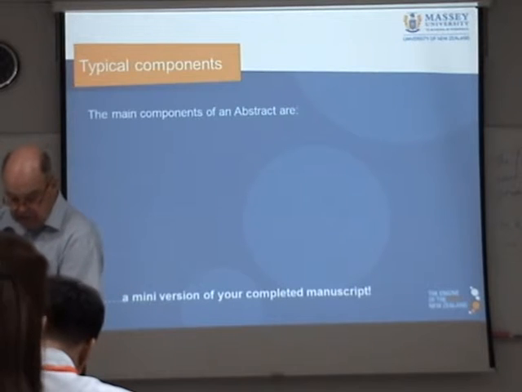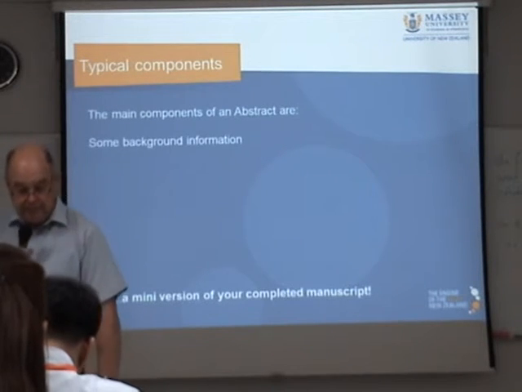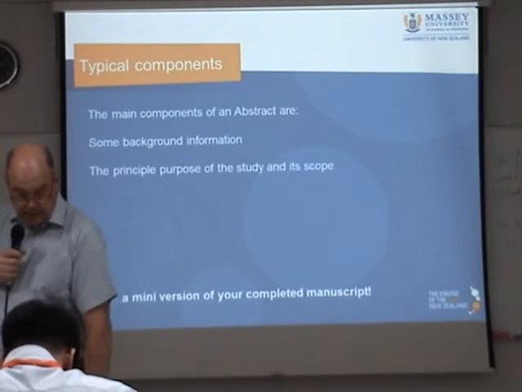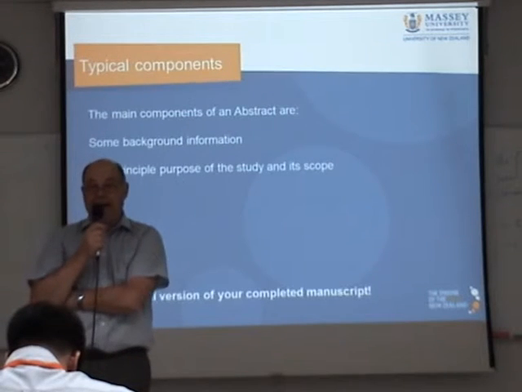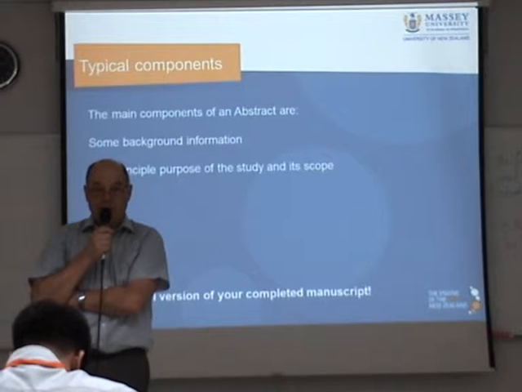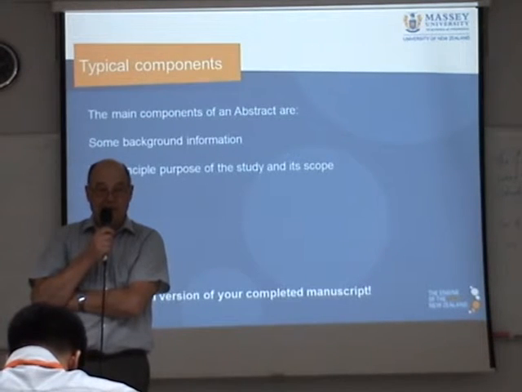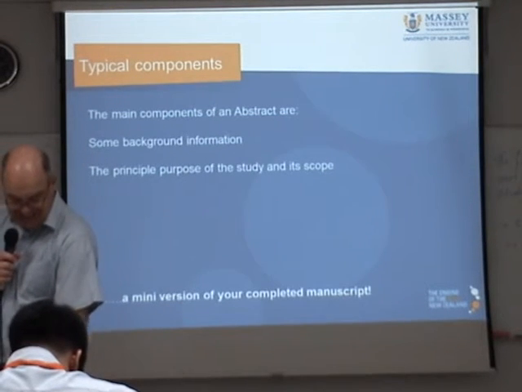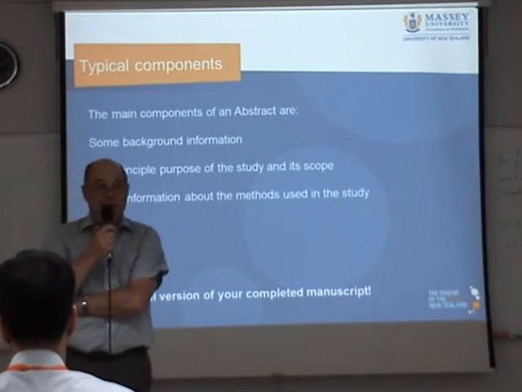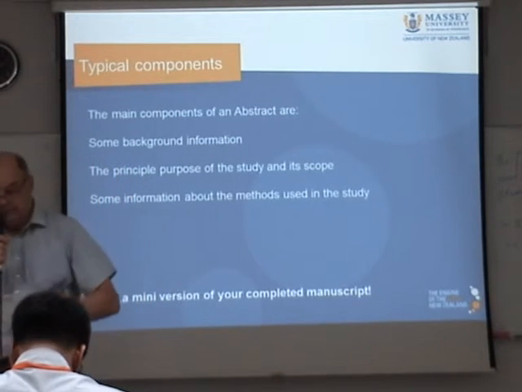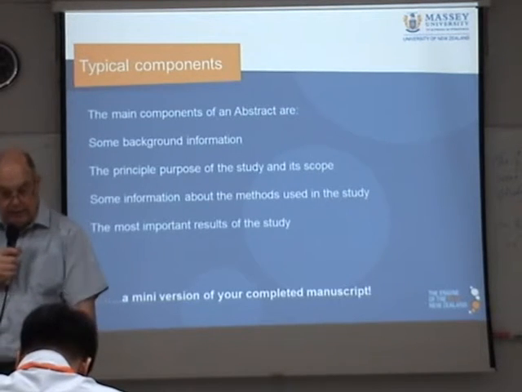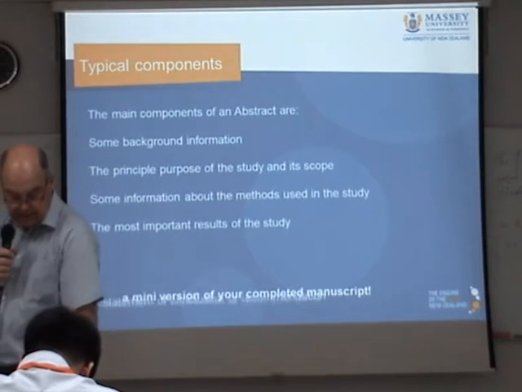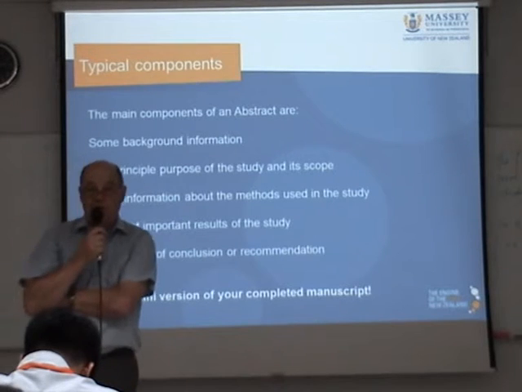So the main components of an abstract are some background information, the principal purpose of the study and its scope. What did we have at the end of the introduction and the start of the discussion? The principal purpose of the study and its scope. So nothing new there. Some information about the methods used in the study. The most important results of the study. And a statement of conclusions or recommendations.